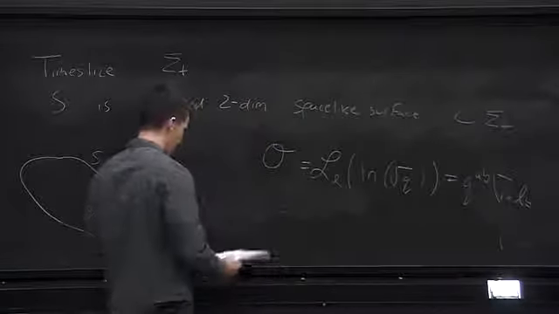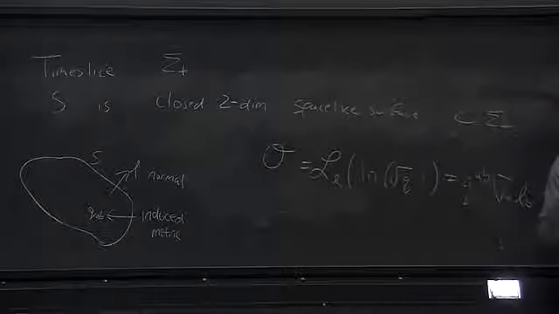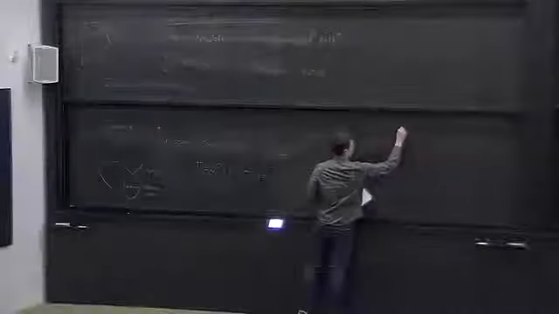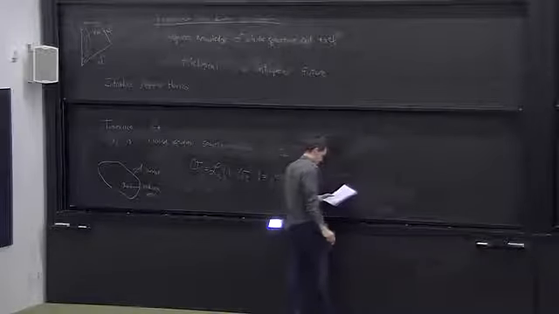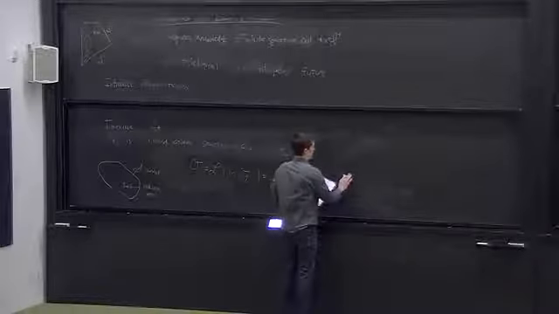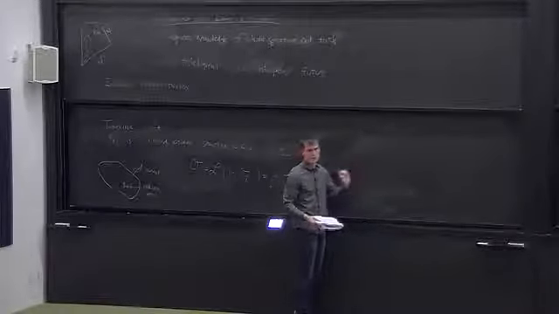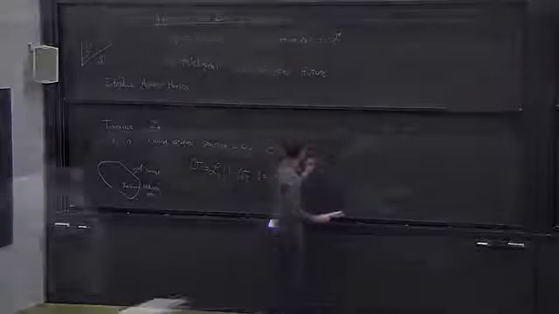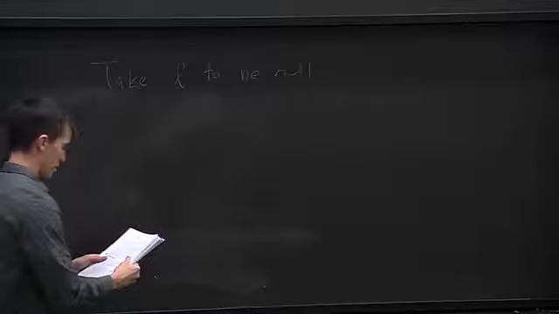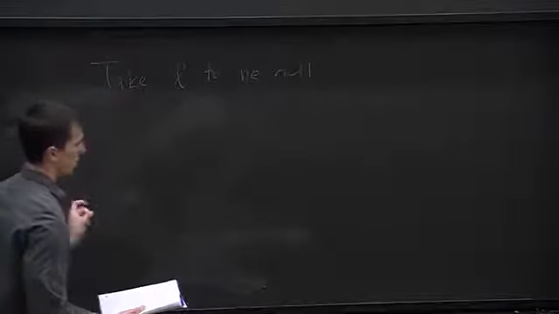So for our apparent horizon, we want to take L to be null. And there are two directions we can take, inward and outward. So we'll define L in terms of basically two normal vectors that are time-like and space-like.